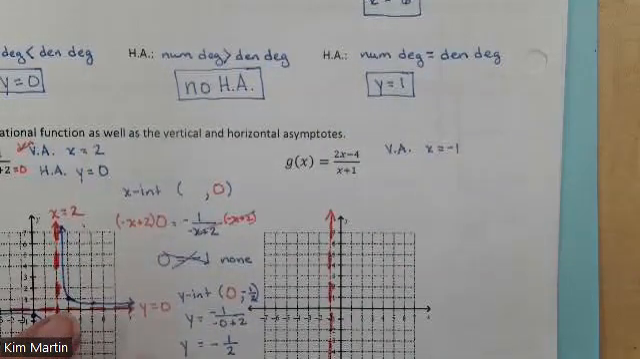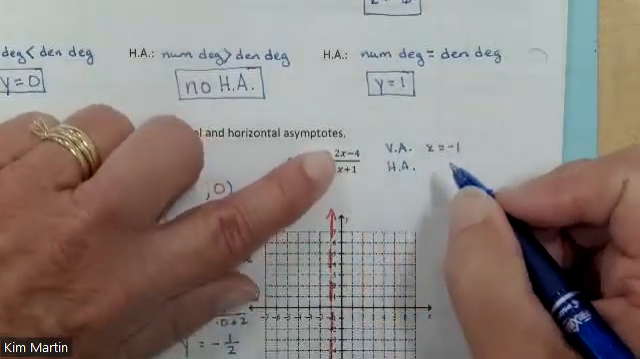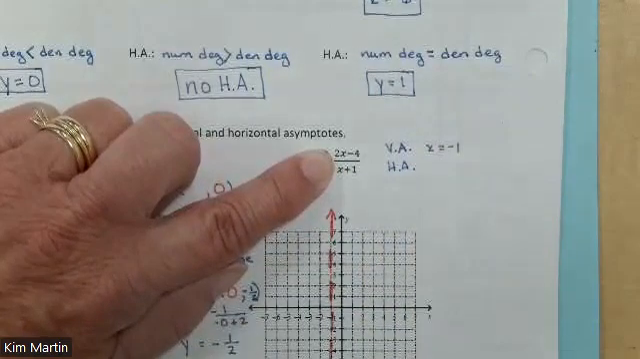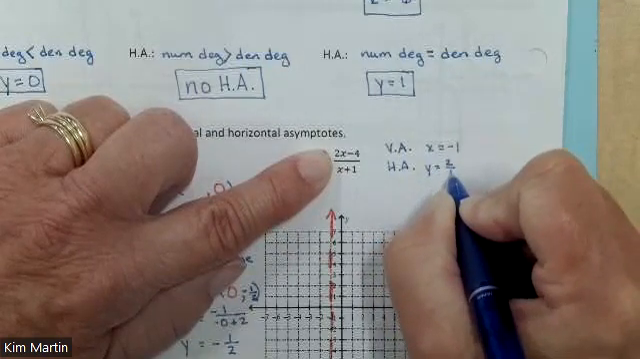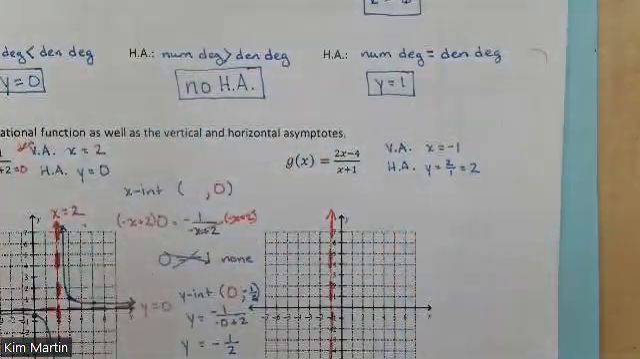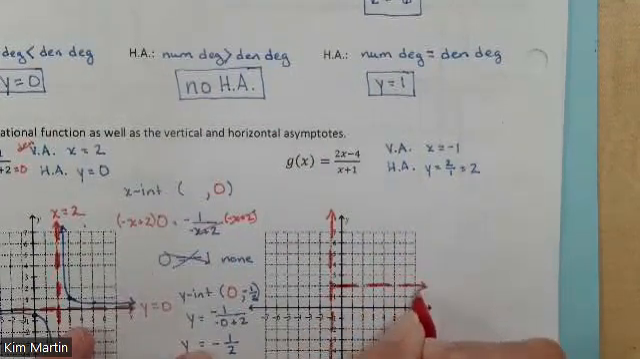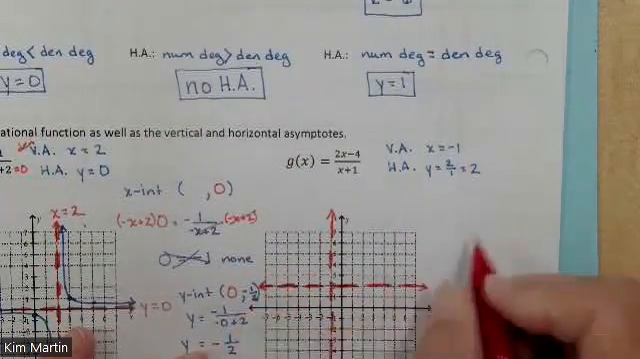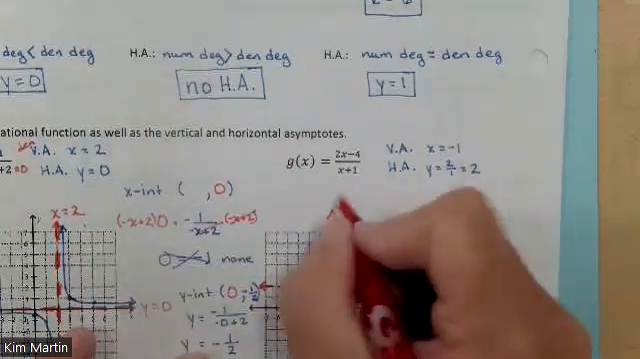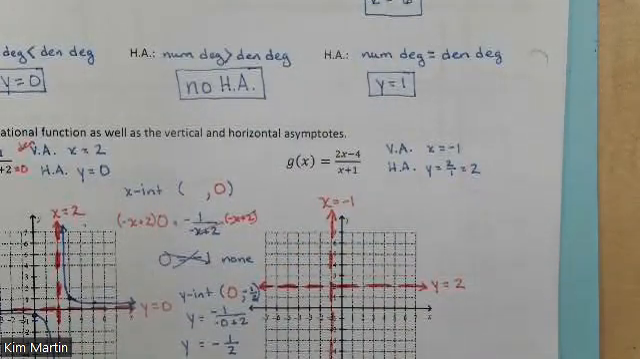Horizontal, we have to compare our degrees, right? They're equal. They both have a degree of 1. So you'd put the leading coefficient over the leading coefficient. So you're going to have y equals 2 over 1, which is 2. Well, we have this here. Y equals 2, right? Pretty easy. That one took what? 30 seconds? Not even?